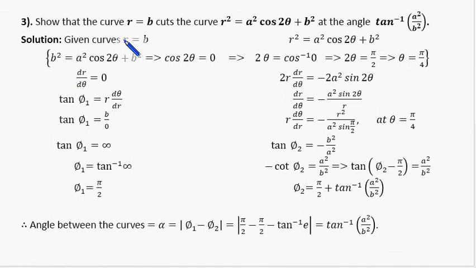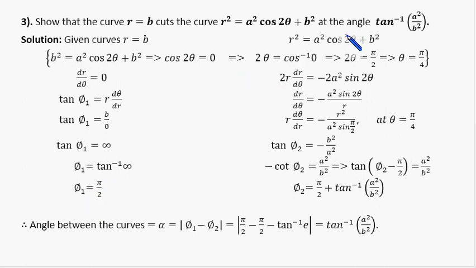Now substitute θ = pi by 4. From the first equation, r = b is a constant, so taking the derivative with respect to theta, dr/dθ = 0. We know that tan φ1 = r dθ/dr. So r is b and dθ/dr is 1 by 0, and anything divided by 0 is infinity. So φ1 = tan inverse of infinity, that is pi by 2. So the first angle is φ1 = pi by 2.